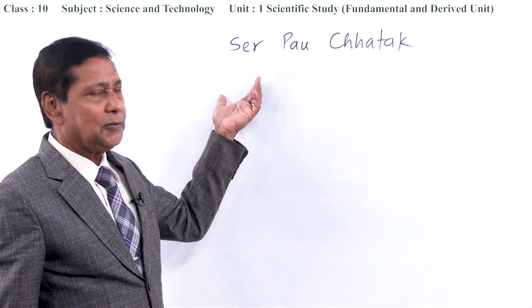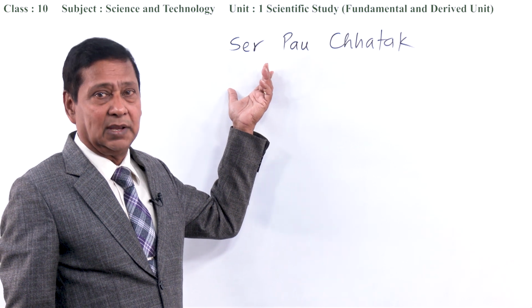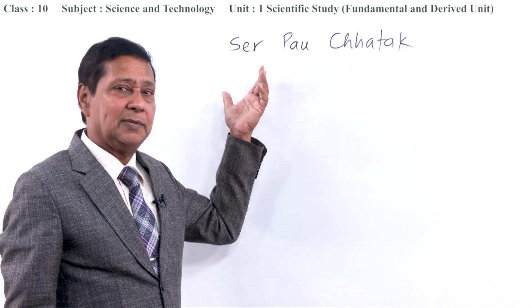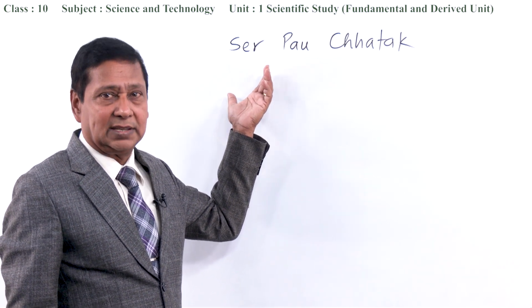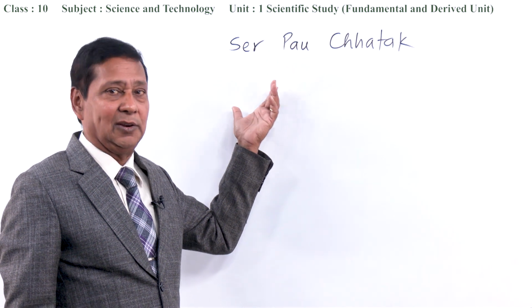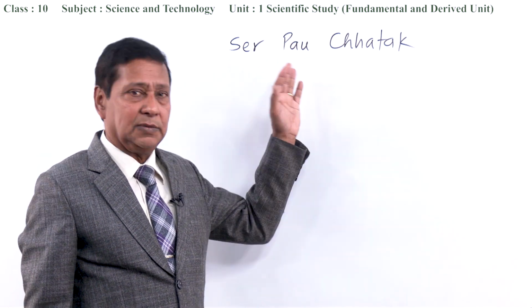And now if we compare this seer with kilogram, 1 seer is 60 or 70 gram less than 1 kilogram. It was used in previous days.